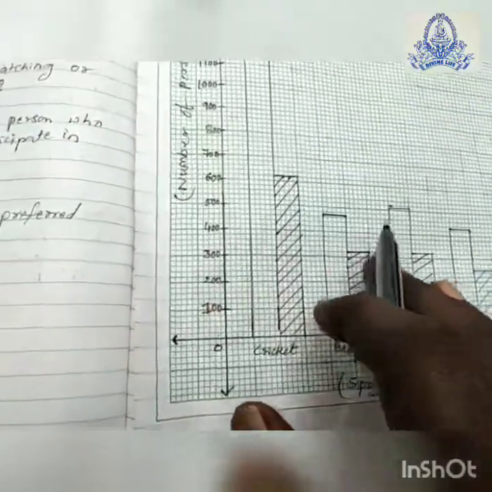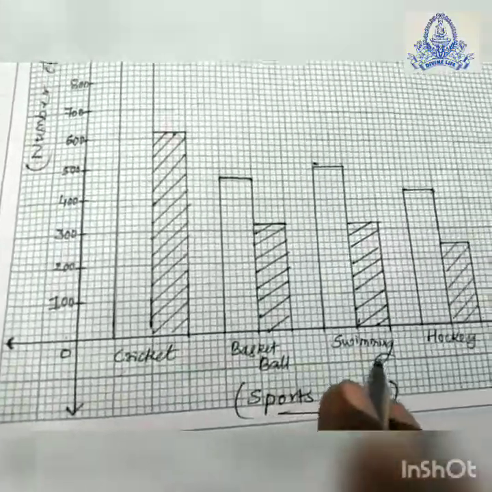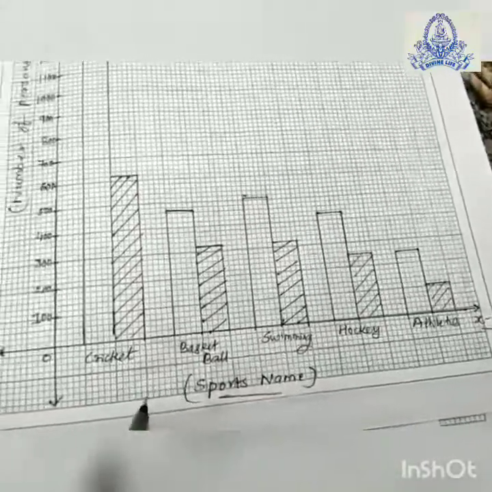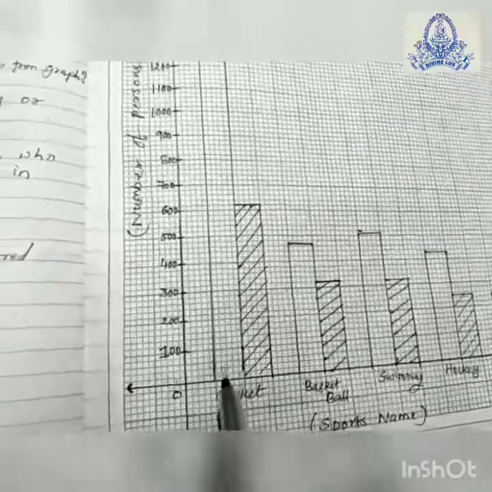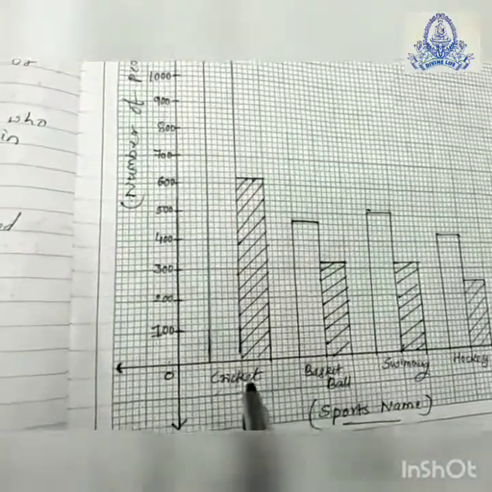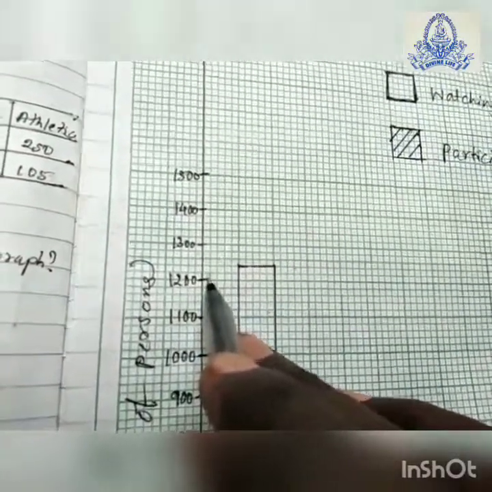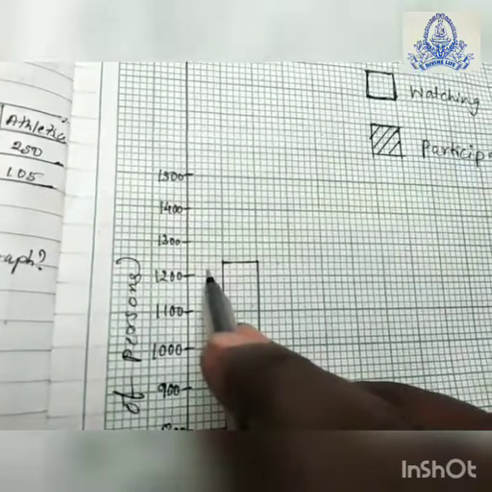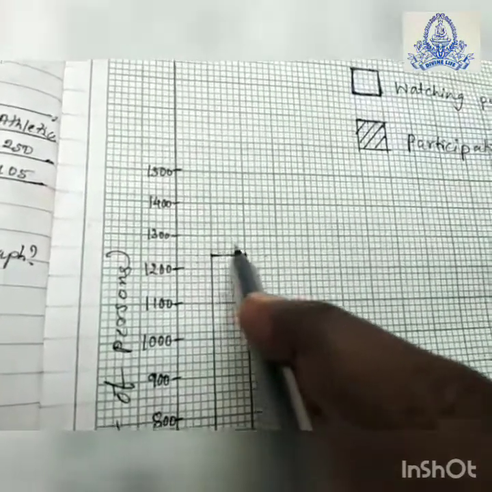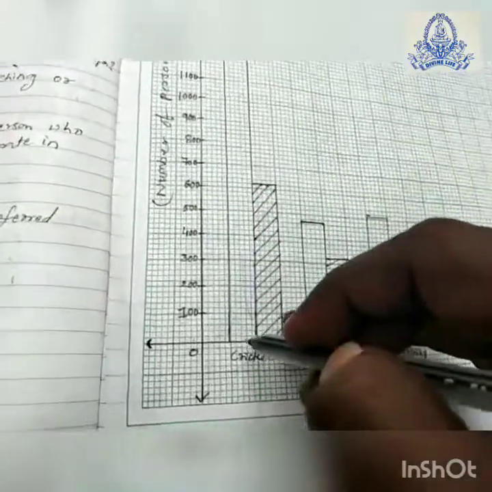Now according to the data, the first name given is cricket, second is basketball, third is swimming, fourth hockey, and fifth is athletics. Sports names we will take on the x-axis. Cricket has watching and participating. Watching is 1240 people who like to watch, so we will take 1240 here and make the bar.